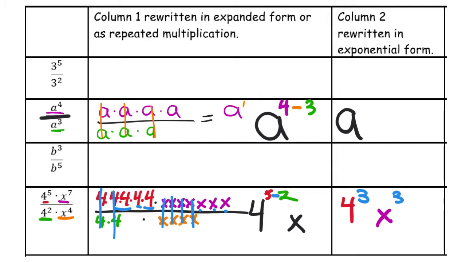Then for my base x's, I had x to the power of 7 in the numerator, and then x to the power of 4 in the denominator. Of course, those are subtracted because the bases are being divided.